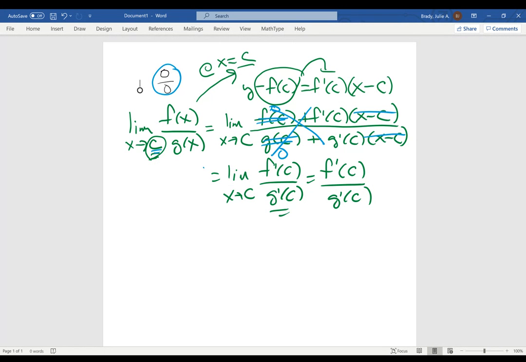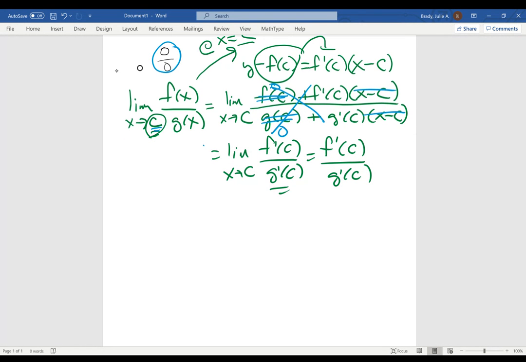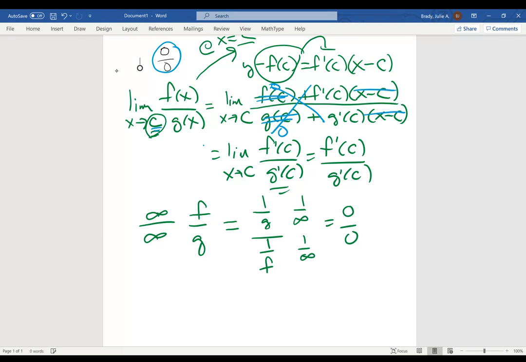And then if you're really clever, say it was infinity over infinity, and that was f over g. You can be super clever, and f over g is the same thing as 1 over g divided by 1 over f. But this is like 1 over infinity, and this is like 1 over infinity. So now you've got a 0/0 form, so L'Hopital's applies.